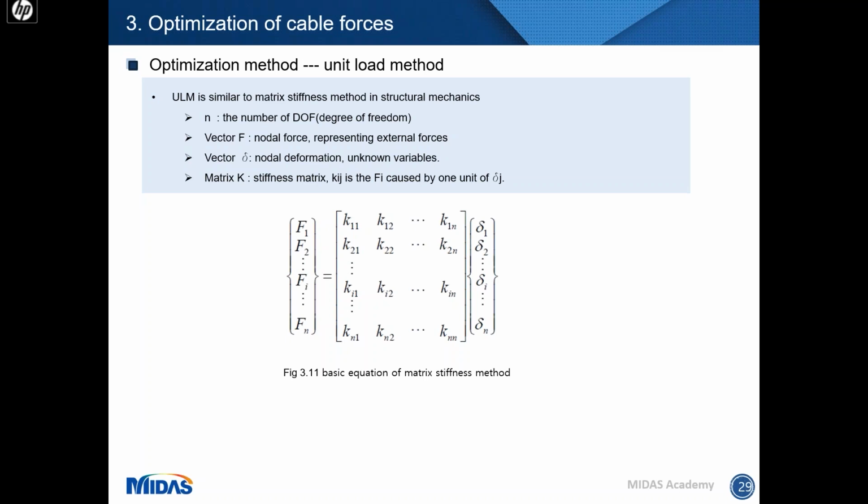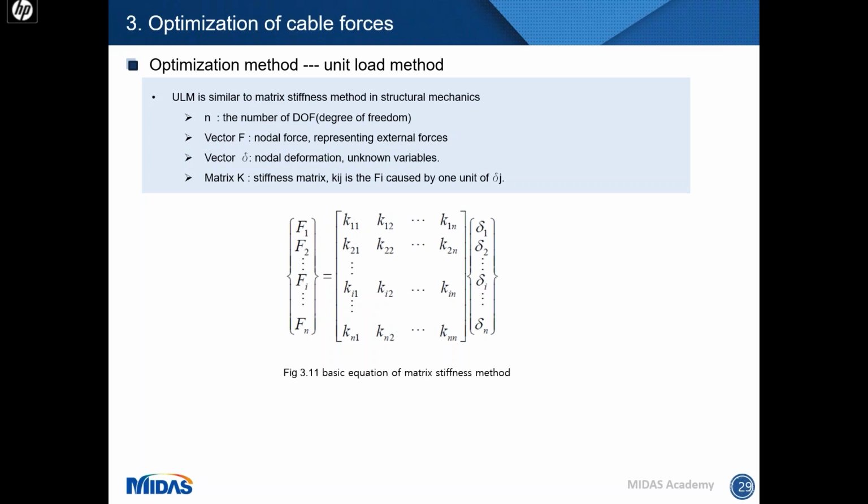The second method is the unit node method. To help you better understand the unit node method, I want to compare it with the matrix stiffness method in structural mechanics, because I suppose most of you have learned this course in university. The matrix stiffness method can be expressed as figure 3.11. N is the number of DOF, vector F is the nodal force, vector theta is nodal deformation, and the matrix K is the stiffness matrix.